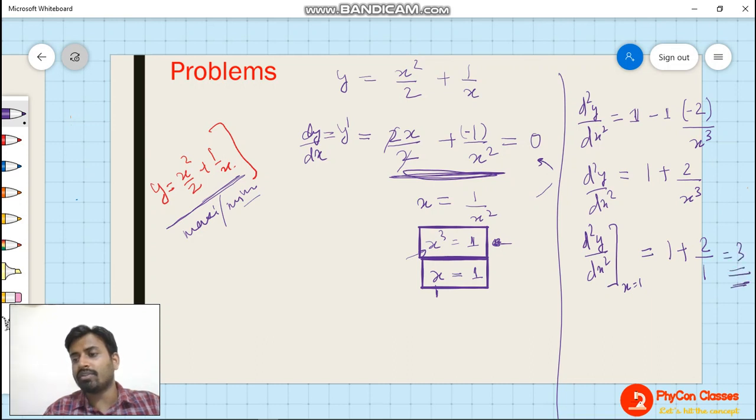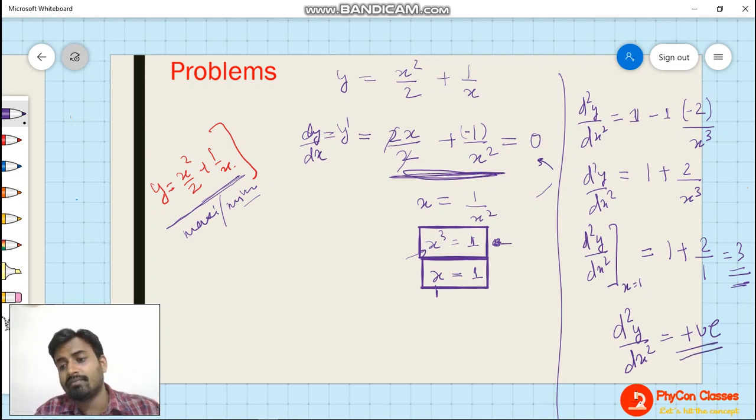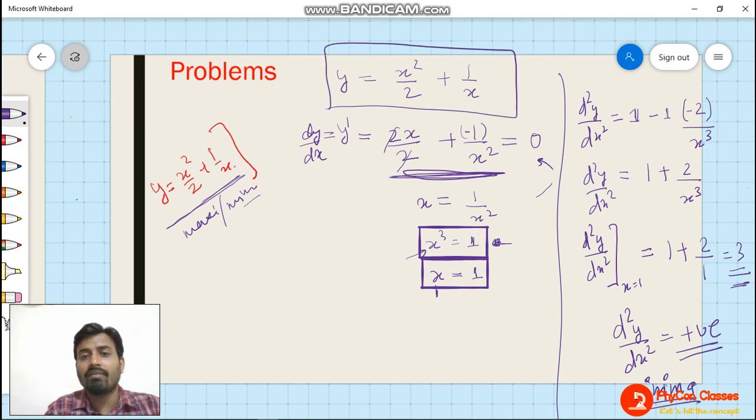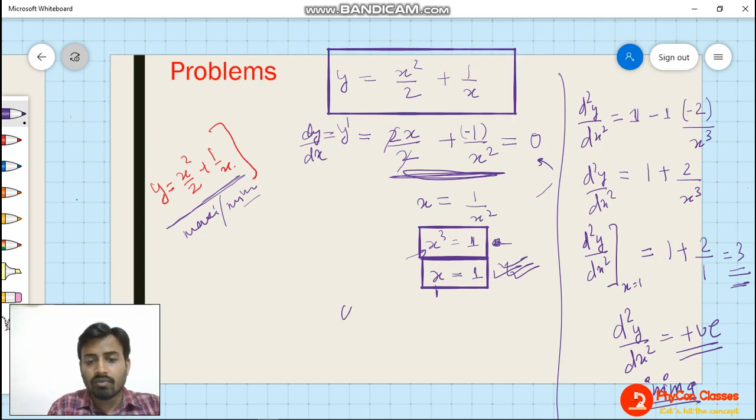So whether this value is positive or negative. That means the second derivative d2y by dx square is coming out to be positive. If the second derivative is positive, that means the point is minima. Clear or not? The second derivative is positive, that means the point is minima. That means this function has a minima at x equal to 1. Now find out the value of y at x equal to 1. That will be our final answer.